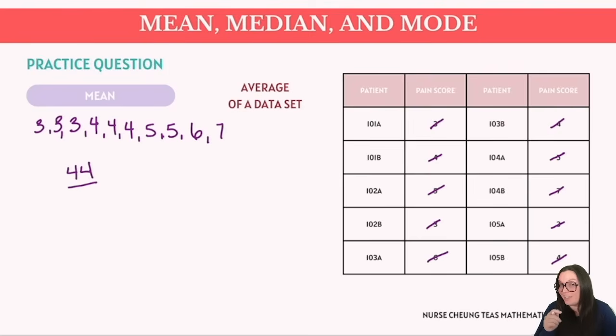But next, we're not done. We have to divide it by the total number that's within our data set. So we have 1, 2, 3, 4, 5, 6, 7, 8, 9, 10. We have a total of 10 numbers. So we're going to divide 44 by 10, and that is going to give us our mean of 4.4.